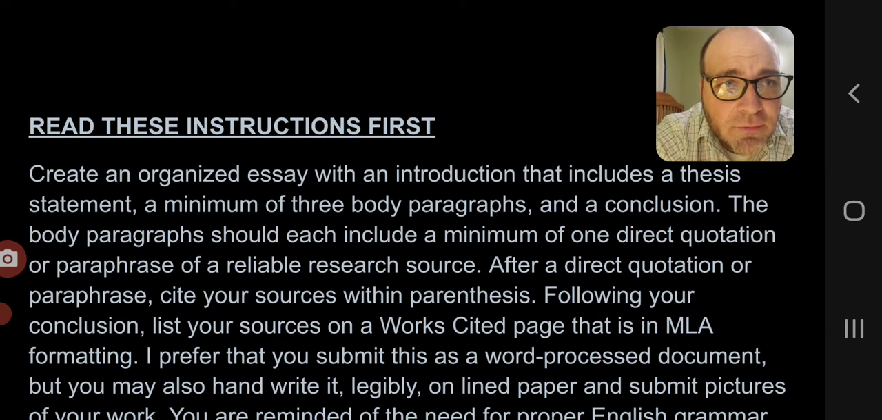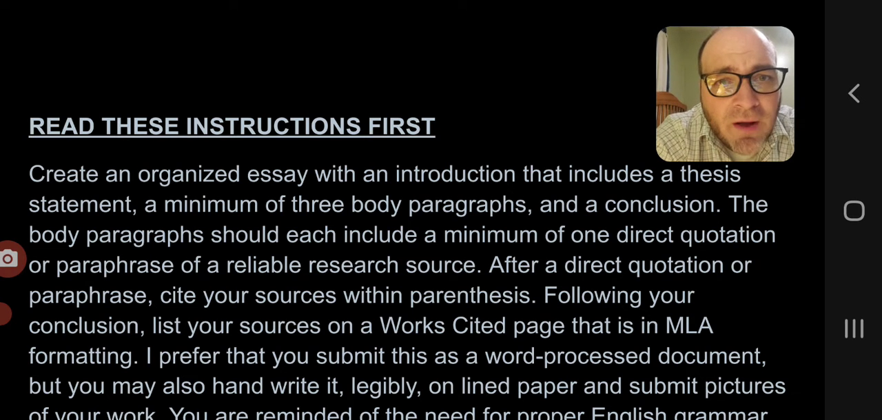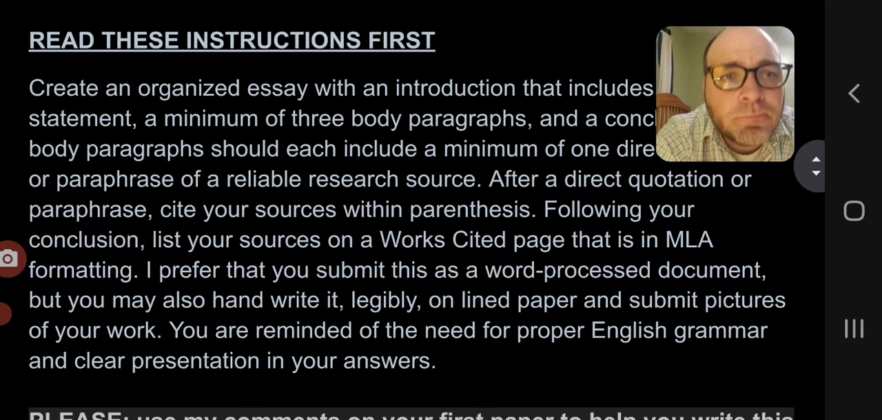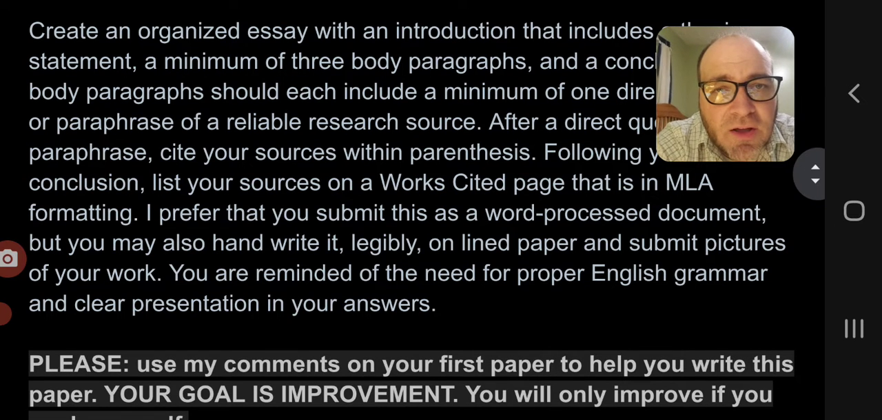Your instructions are pretty simple. Create an organized essay with an introduction that includes a thesis statement. We talked about a thesis statement last time. A minimum of 3 body paragraphs and a conclusion. The body paragraphs should each include a minimum of 1 direct quotation or paraphrase of a reliable research source. After a direct quotation or paraphrase, cite your source within parentheses. Following your conclusion, list your sources on a works cited page that is in MLA formatting.